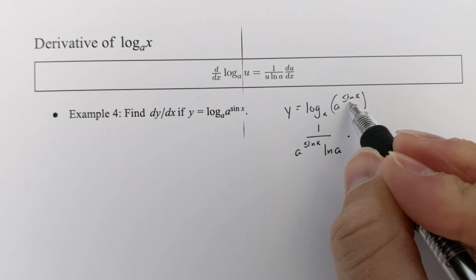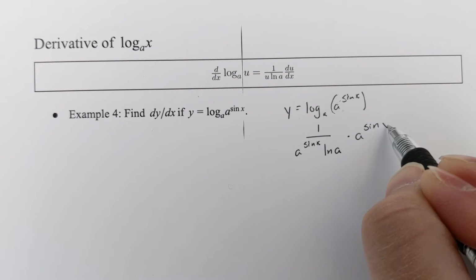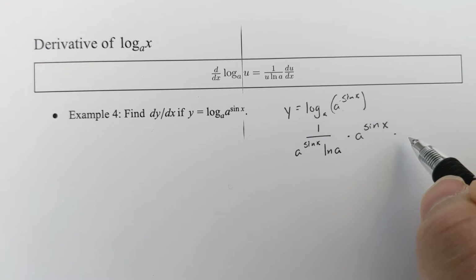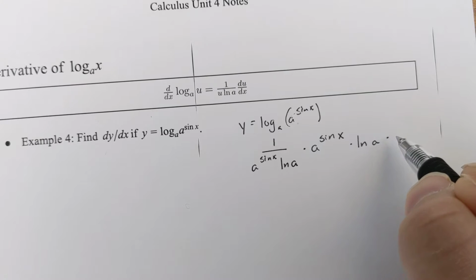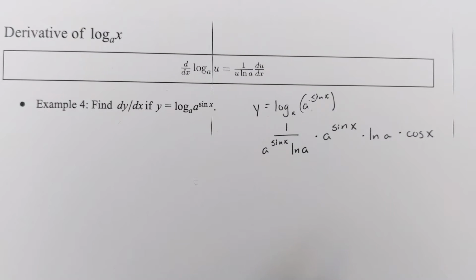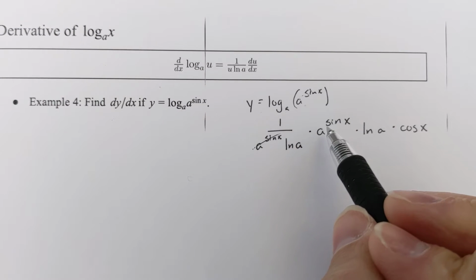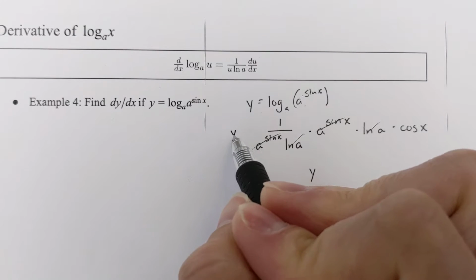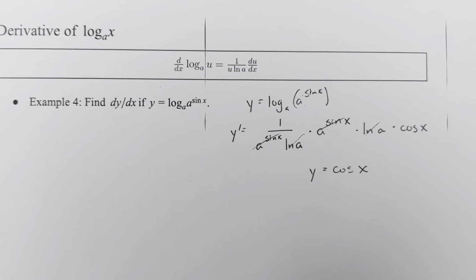Then times the derivative of this. That's a raised to a power, so it's the original expression times the natural log of the base times the derivative of the exponent, which is just cosine x. And this does look like a very long, messy string, but these guys actually cancel. So the whole thing just boils down to the cosine of x.